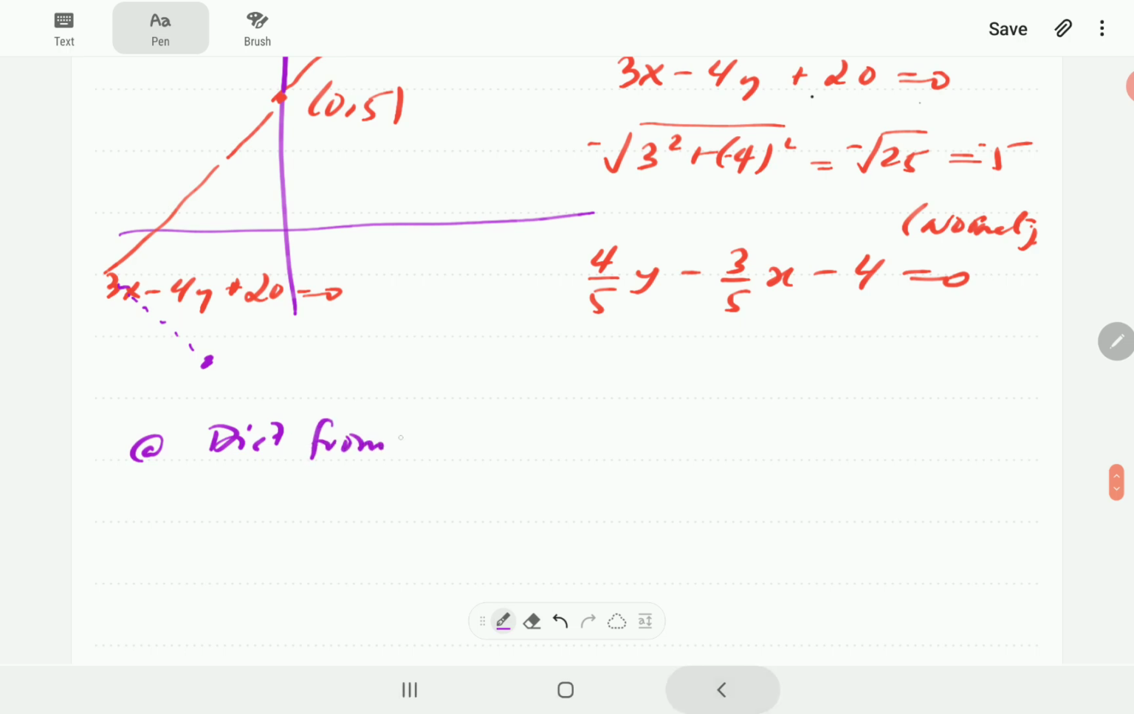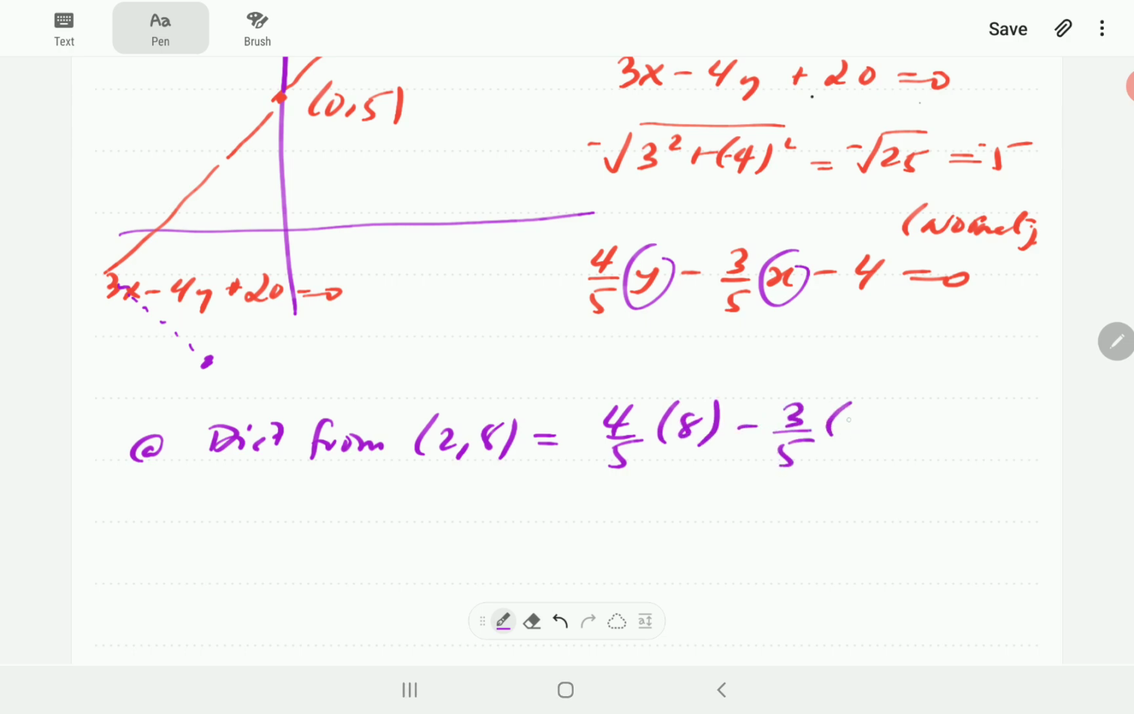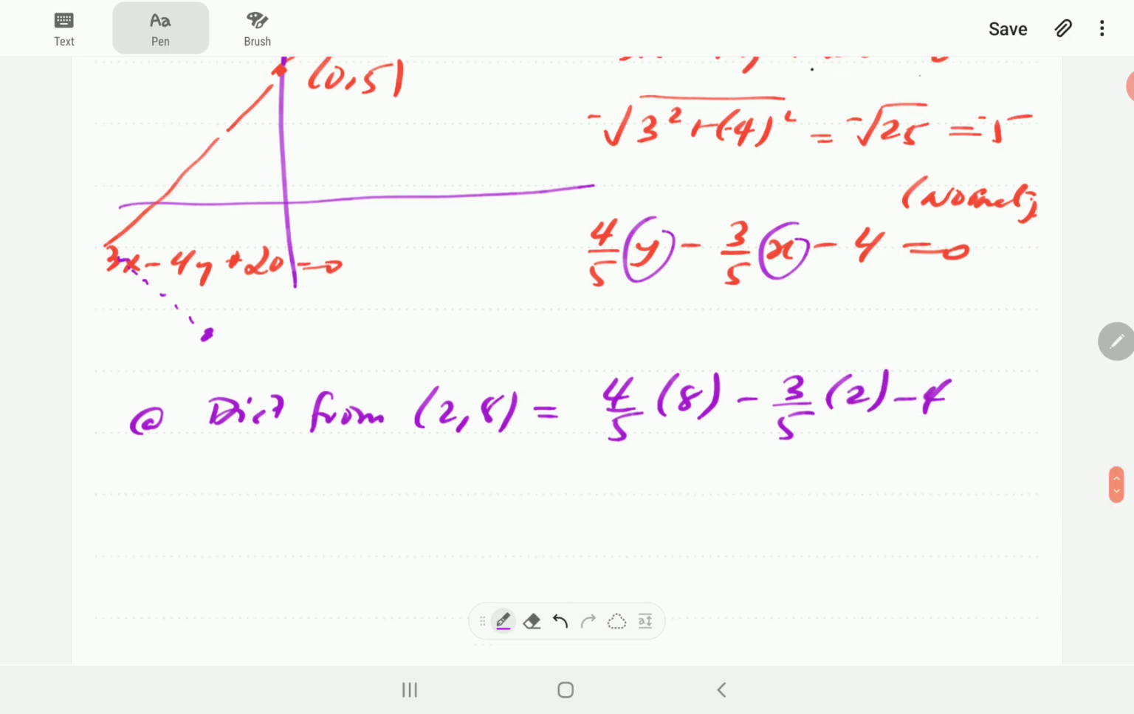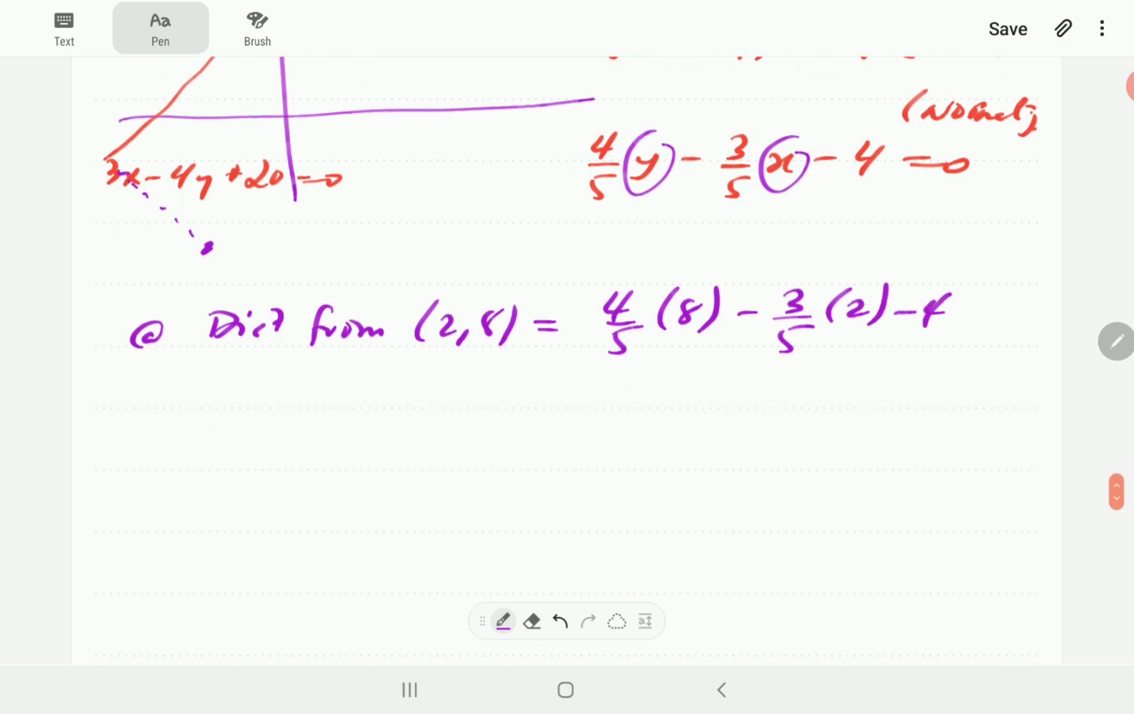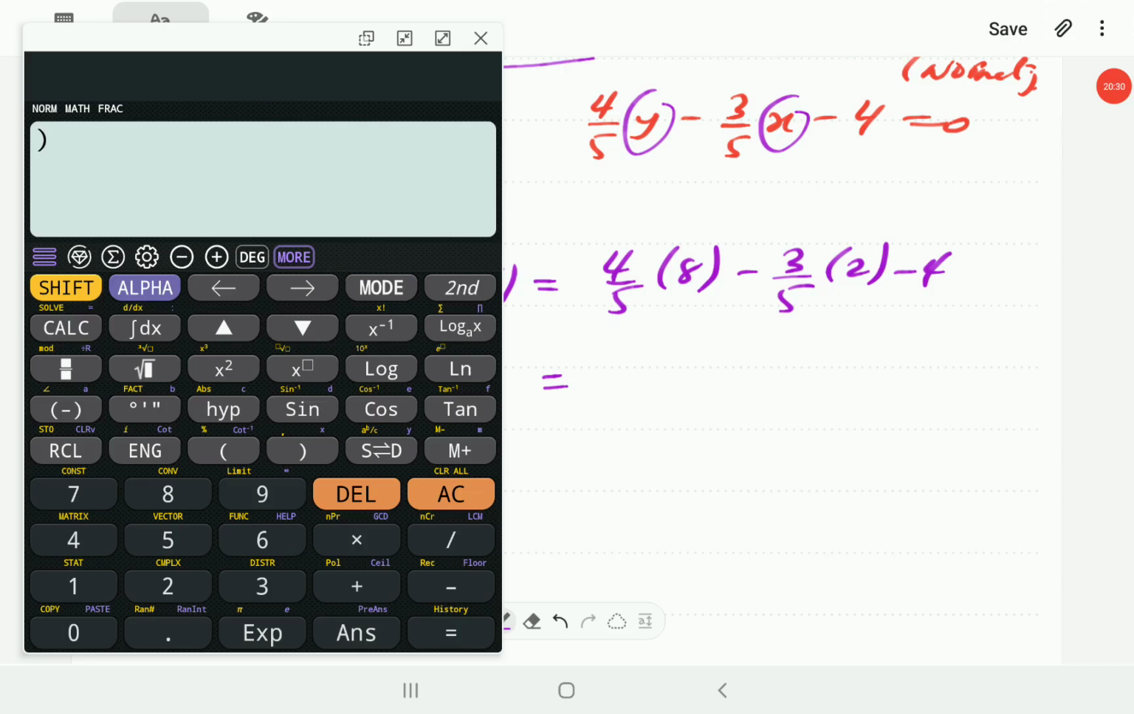So the distance from 2, 8, we're going to obtain by simply plugging 2, 8 here. So it's going to be 4 over 5 times 8 minus 3 over 5 times 2 minus 4. Okay, and then we simply punch this in the calculator. It's going to be 40 minus 6 and then minus 4. Alright, so we've punched this in the calculator.